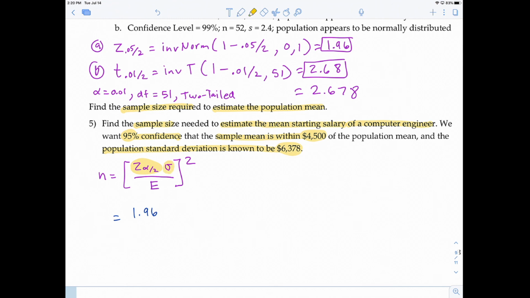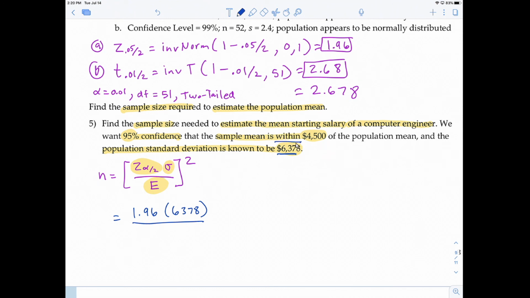And then we need sigma. So sigma was given to us as 6,378, right? Sigma is the population standard deviation. And then the margin of error is the last value we need to know. And this is the code word for margin of error: the mean is within 4,500. That's the code word for margin of error.